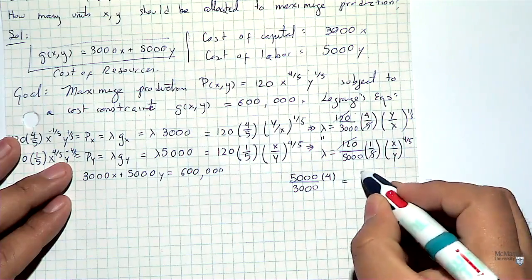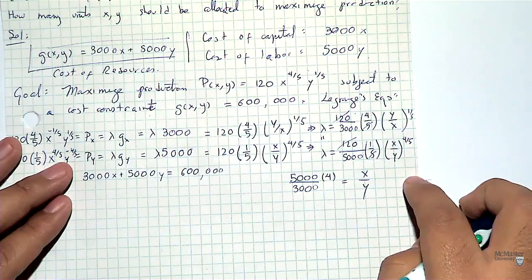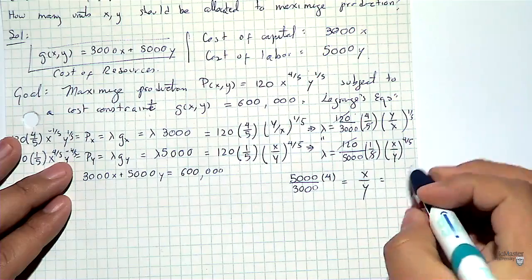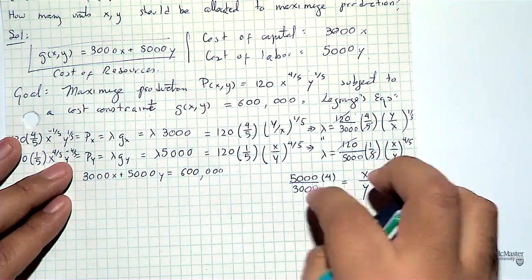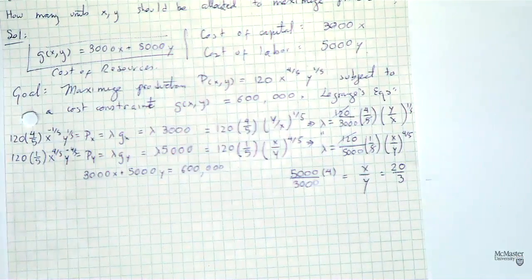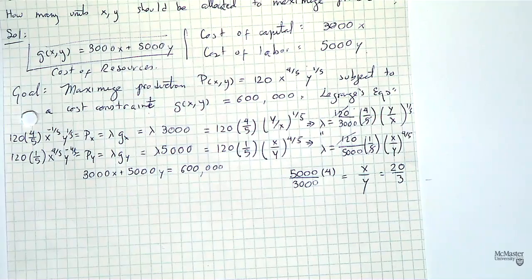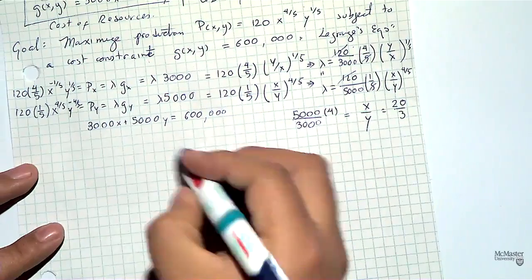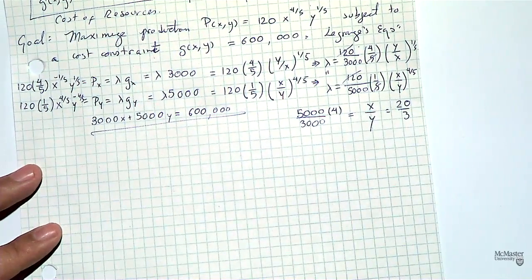And then you have x over y, because when you pass to the other side, it's done, right? So the thousands also cancel. So this would be 20 over 3. So 5 times 4, 20 divided by 3. And then, let's see what else. Okay, so now we have the relation between x and y, right? We also have this constraint, which is what we intend to use.